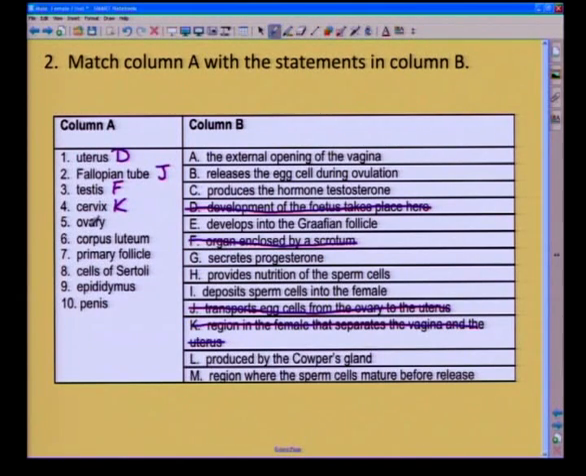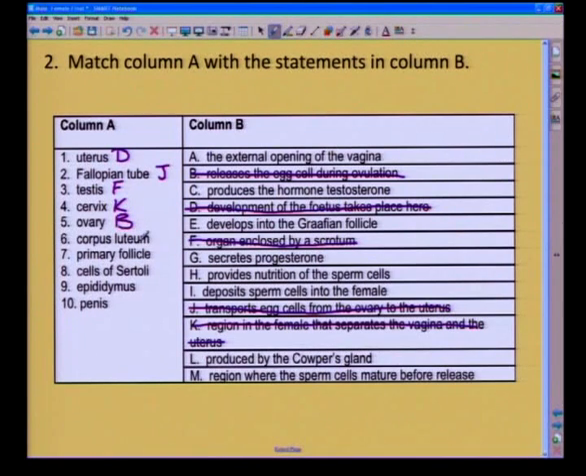All right, ovary. Now we want to look at the ovary. Well, produced by corpus. It was here somewhere. It's got nothing to do with sperm. There we go. The ovary releases the egg cells during ovulation. So this would be B.